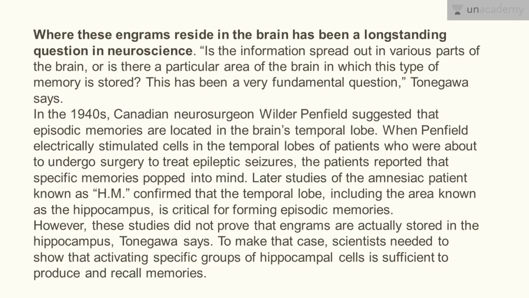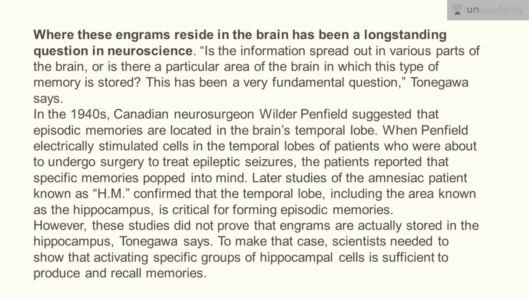In the 1940s, Canadian neurosurgeon Wilder Penfield suggested that episodic memories are located in the brain's temporal lobe. When Penfield electrically stimulated cells in the temporal lobes of patients who were about to undergo surgery to treat epileptic seizures, the patients reported that specific memories popped into mind. Later, studies of the amnesiac patient known as HM confirmed that the temporal lobe, including the area known as the hippocampus, is critical for forming episodic memories.